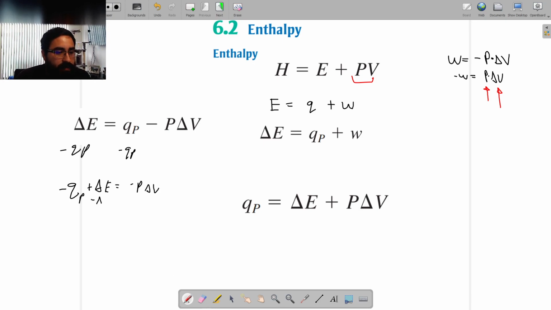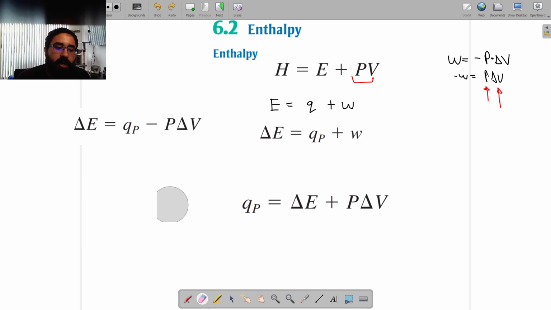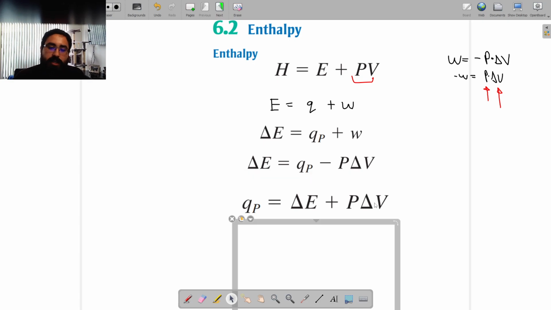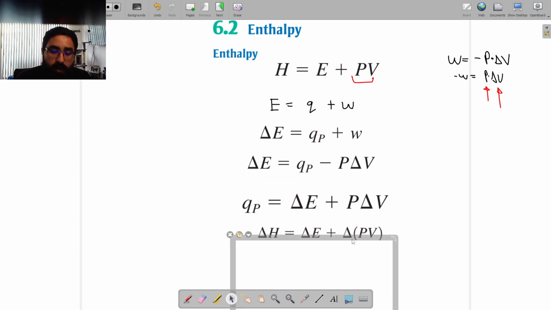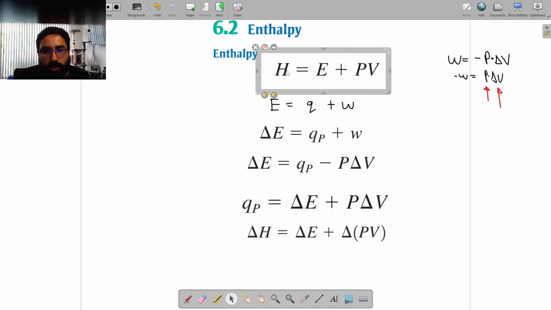All right, and you get rid of that delta E. So negative Q_P is equal to negative delta E minus P delta V, sorry for writing so fast. You see how this is negative, negative, and negative. Divide by a negative, and boom, you get your heat. Your heat flow at constant pressure is equal to your change in energy plus the pressure times the change in volume. So this now looks very, very similar to our enthalpy equation.